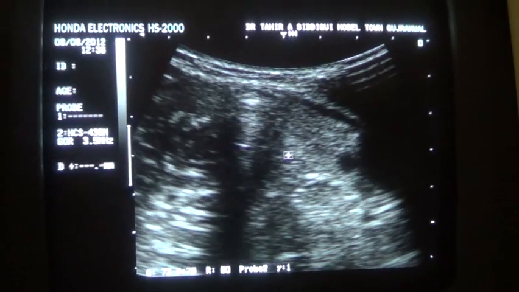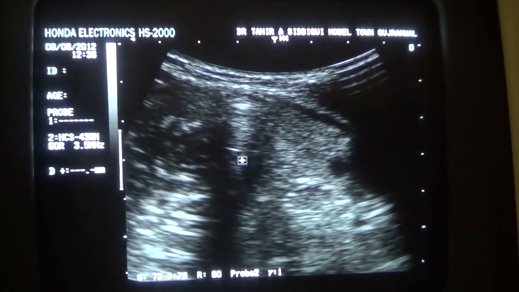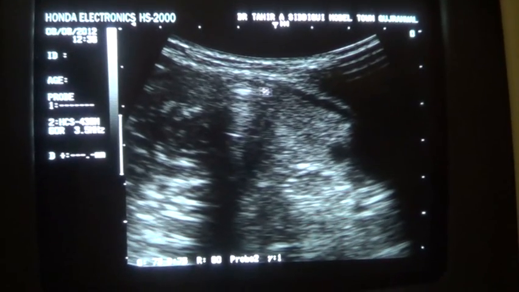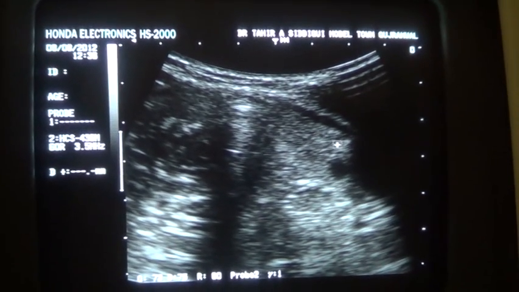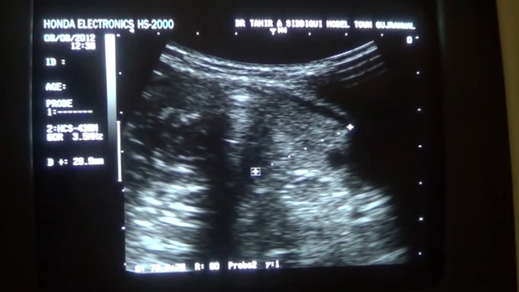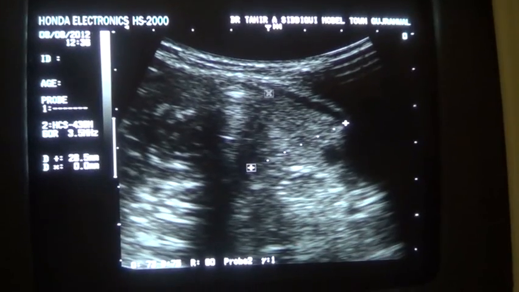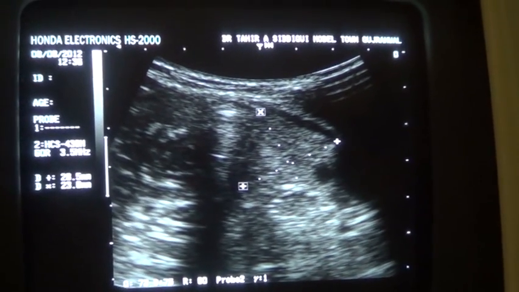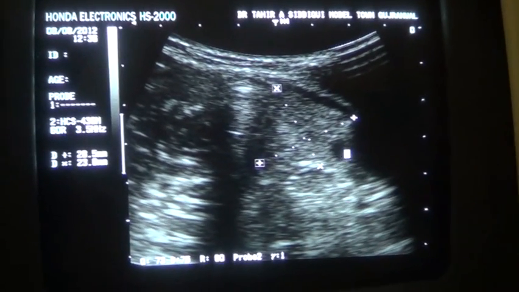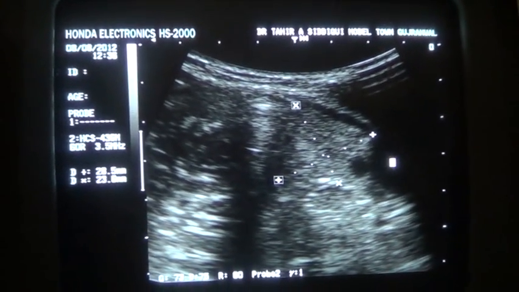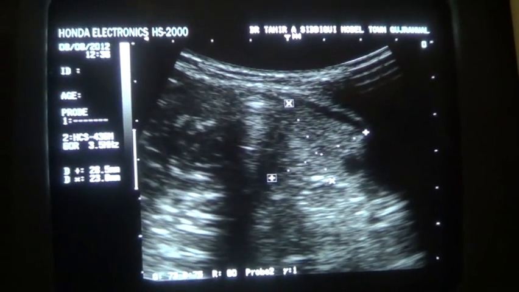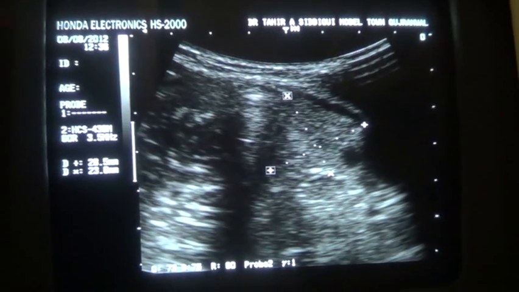Now, this is the isthmus. This is the tracheal air shadow, and this is the left thyroid lobe. This is the left thyroid lobe in transverse section. This is the common carotid artery in transverse section, internal jugular vein in transverse section, and this is the left thyroid lobe in transverse section, which is normal.